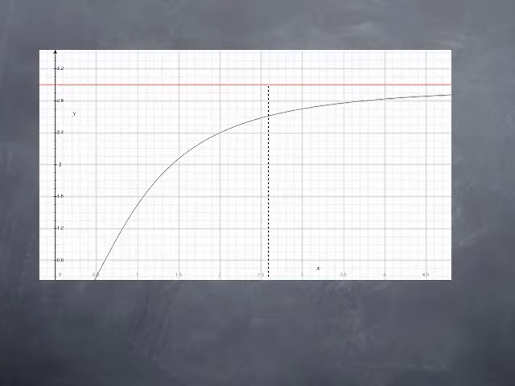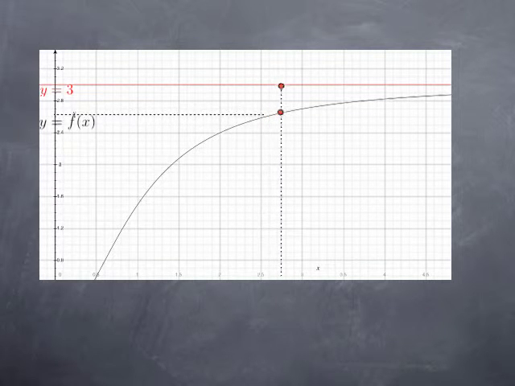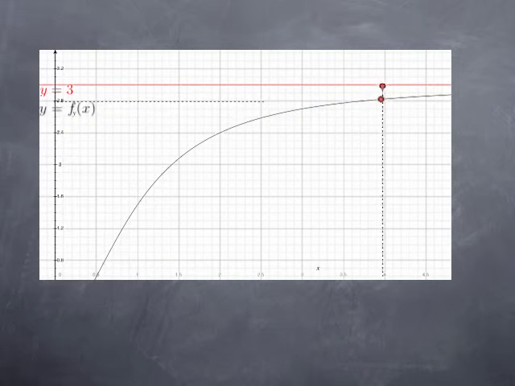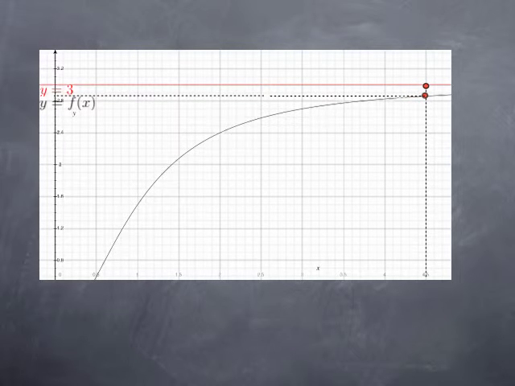So let's pick an x and the corresponding point on the horizontal line y equals 3 and the corresponding point on the graph of the function. It has y coordinate f of x because of course this is a point on the graph of the function f. Now if x grows, you see that the y value of the point on the graph of the function becomes closer and closer to 3.